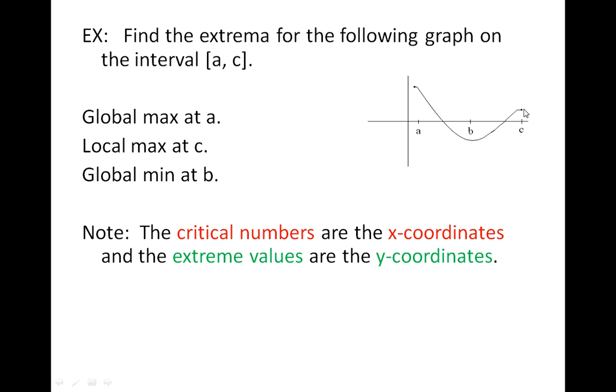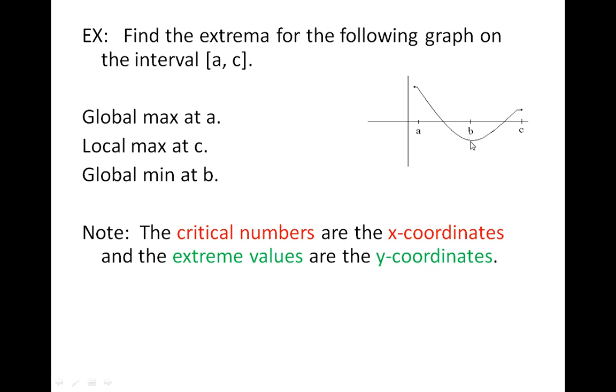Over here on the other endpoint for C, that is also higher than any of the other points off to the left of it. The function's not defined to the right of it, we don't care. So for an endpoint to be a maximum in this case, we just have to look to the one side where the function is defined and make sure it's higher than any of the points nearby, which it is.